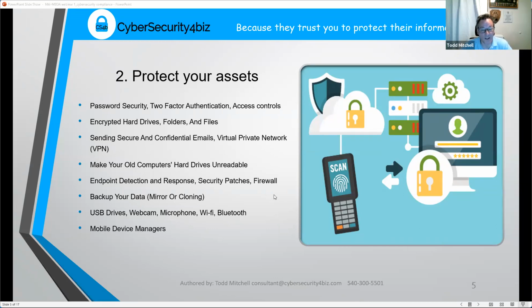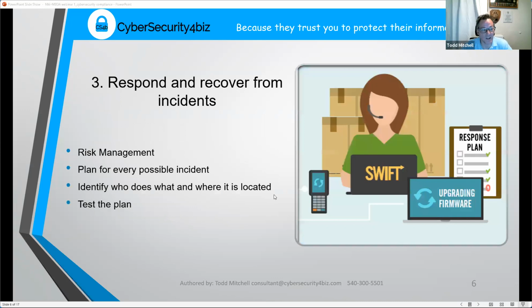So now that we've taken a look at what you need to protect your assets, the respond and recover from incidents, basically the thing that I like to use is risk management. The government pushes this very heavily. Matter of fact, most of the Department of Defense runs off of risk management. And basically, we all use risk management every day in our own personal lives. You just don't think of it that way.